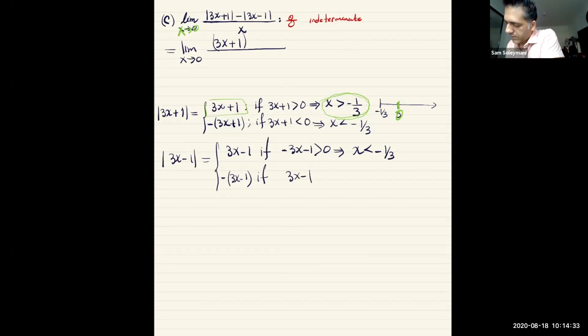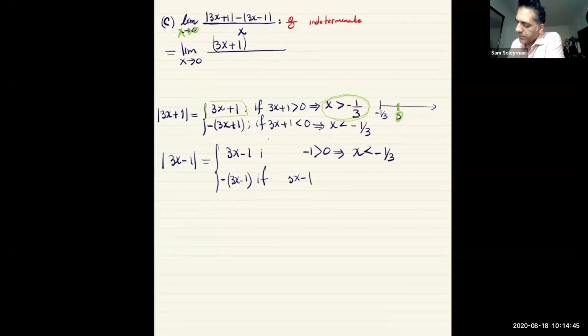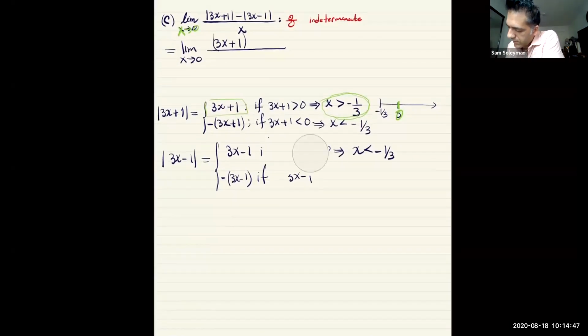So wait a minute. Hold on a second. Give me a second, let me fix the first one. Yeah, so the first one should say if 3x minus 1 is positive, which means x is greater than... I'm sorry, I gotta fix that.